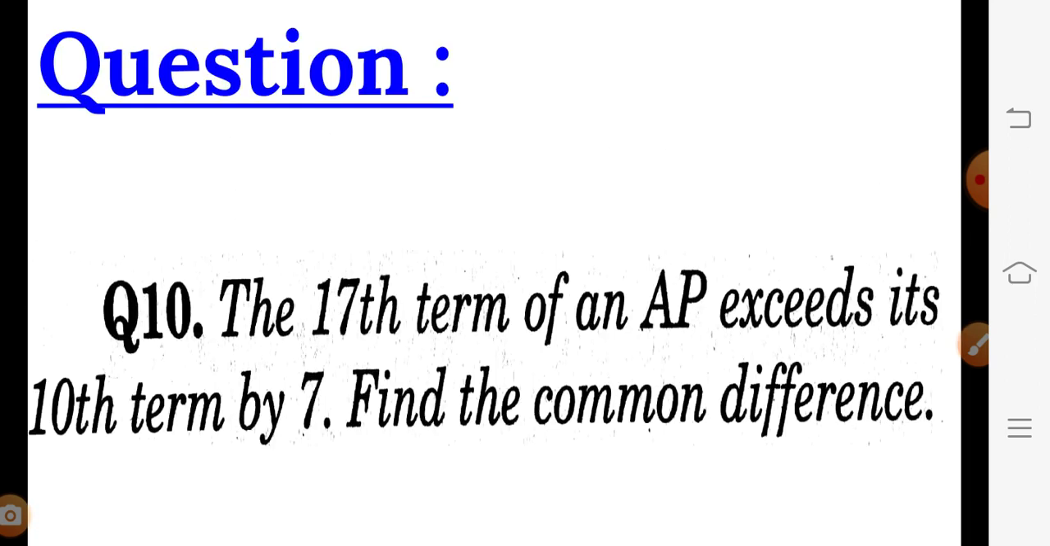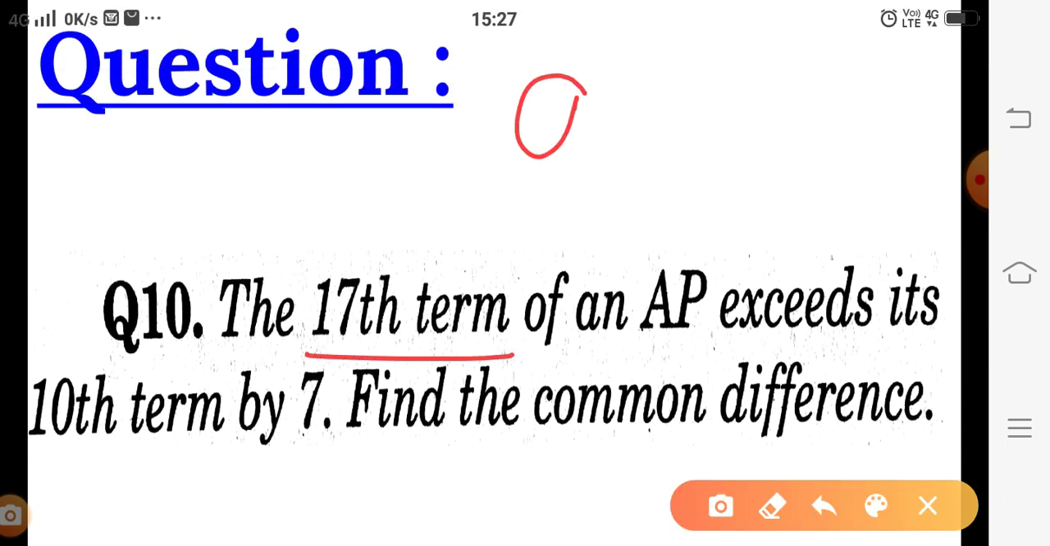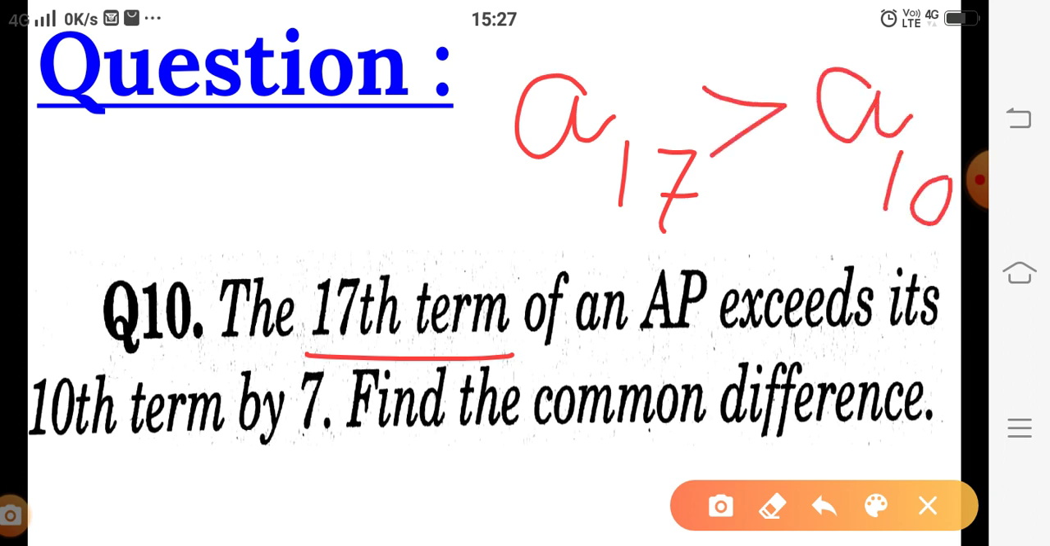Then at last take one more question, and the last question I am taking here in this presentation, question number 10. The 17th term of an AP, 17th term we are representing by a17, exceeds its 10th term by 7. Means what we are observing here, if you are adding 7 to the 10th term, then that value is equal to the 17th term, and we have to find the common difference here by using this statement.